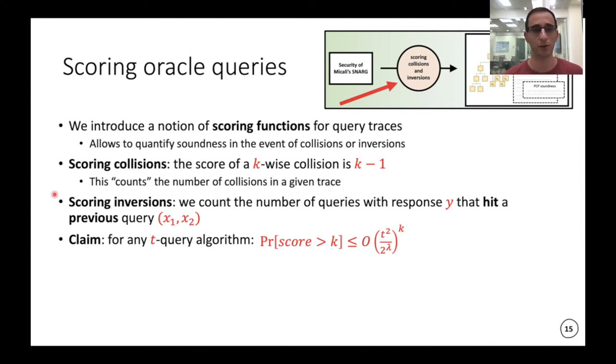So let's first talk about the score, okay? What score do I give to a specific trace? If the trace contains nothing interesting, it's not gonna get a score. It's gonna get a score when I see some rare events, okay? We have two kinds of rare events. The first one is collisions, okay? So if I see a collision, I'm gonna add one to the score. Okay, and I have to define this slightly more precisely. So what happens if I see a k-wise collision? These are k elements that all collide to the same value, it's going to get a score of k minus 1. Okay, I'm going to add all these scores. So this more or less counts the number of collisions in a given trace.